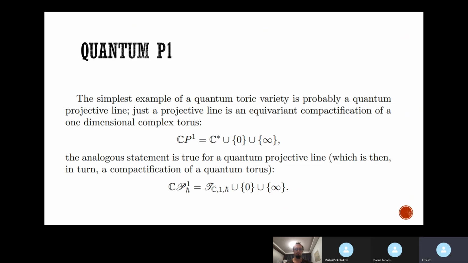And there is an analogous statement for the quantum projective line. There is this quantum torus that we've been talking about. Remember, this is T2. This is also T2 C gamma.